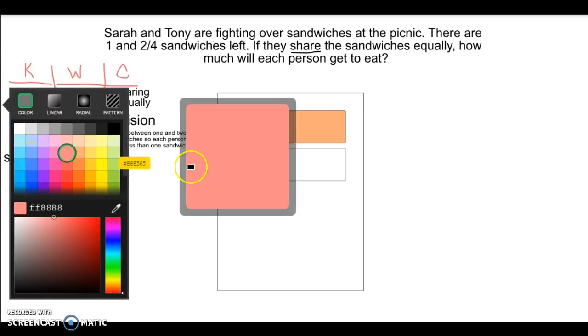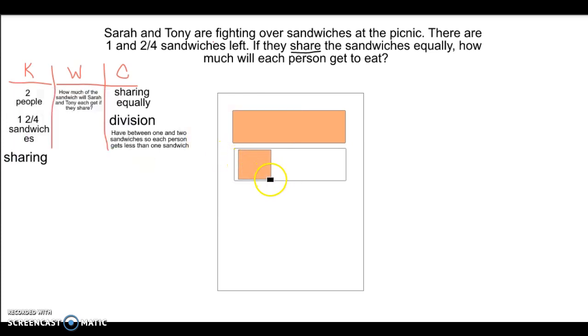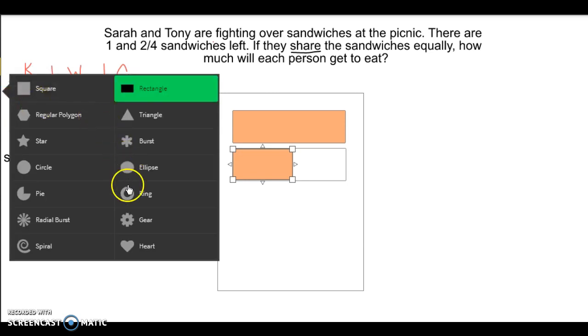Okay, let's get these all the same color. There's 1. Okay, and then I'm going to add 1 more line.